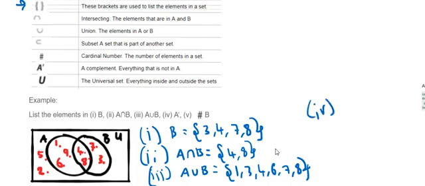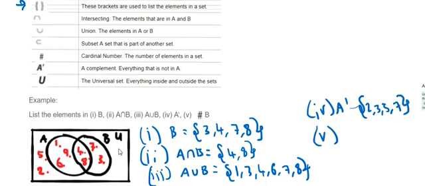Next one is A complement. So A complement, if we look up here, that's everything that is not in A. So everything that's not in A. So if you think about it, this 3 is not in A, this 7 is not in A, this 2 is not in A, and this 5 is not in A. So all of those numbers will be in this set then. So 2, 3, 5 and 7. So they're the elements of the set A complement here.